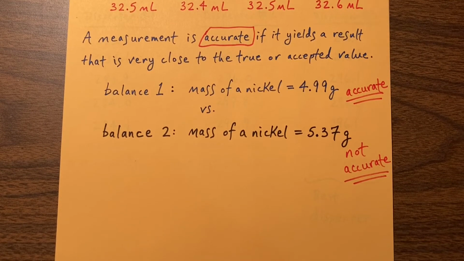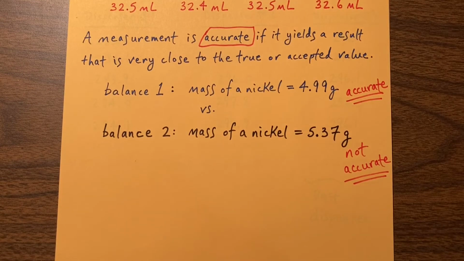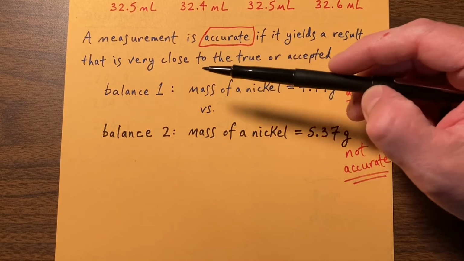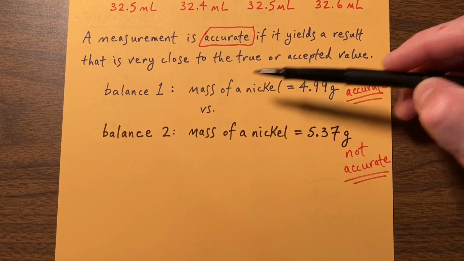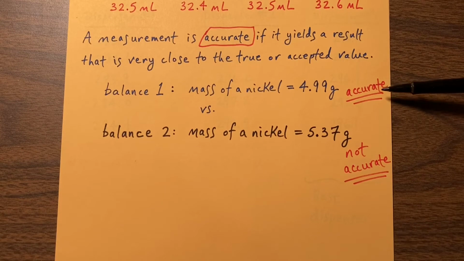They make them that way. Let's say I put a nickel on a balance. I'm testing to see if the balance is working properly. If I put it on balance 1, for instance, and the mass of the nickel is 4.99 grams, I would say that balance is accurate. It's pretty darn close to 5 grams.